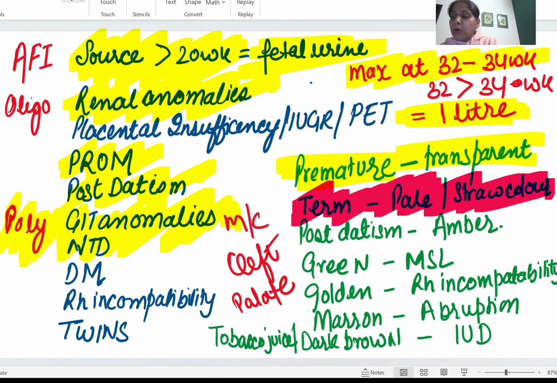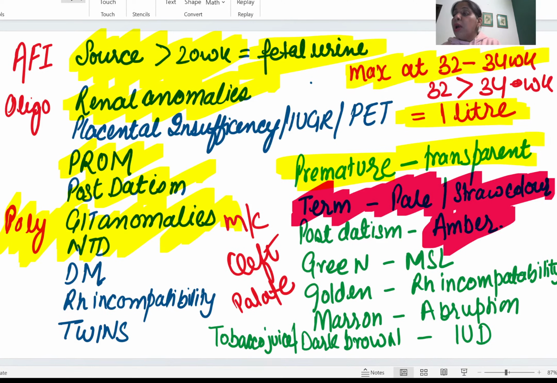Yes, Dr. Kavita, you are right. In post dated pregnancy, the color is amber colored. Then next is green color, or meconium stain. Green color amniotic fluid is seen in meconium stained liquor. And in RH incompatibility, the color of the amniotic fluid becomes yellow color or golden color.